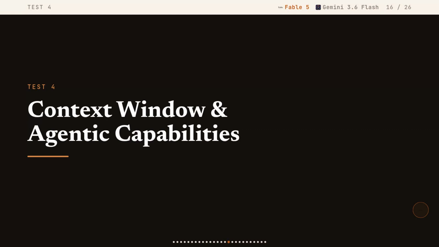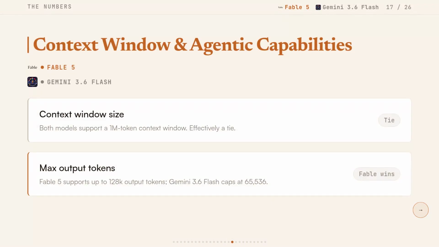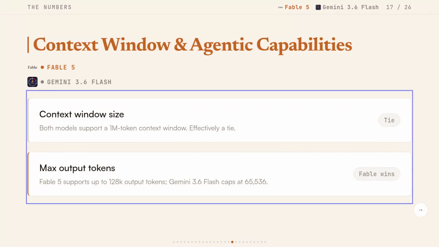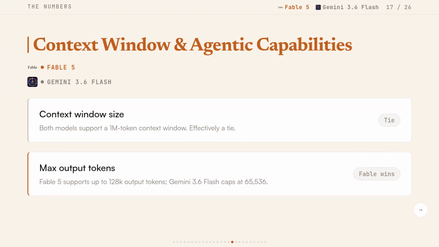A solo dev running a long autonomous coding session with 100,000 lines of code base in context needs to know where the output cap actually cuts off, because hitting that ceiling mid-task means a broken agent and a restart from scratch. I checked both specs, and both Fable 5 and Gemini 3.6 Flash share a 1 million token context window. So on input, they're matched. Where they split is on max output. Fable 5 goes up to 128,000 output tokens, and Gemini 3.6 Flash caps at 65,536, which is roughly double the output headroom for Fable 5.